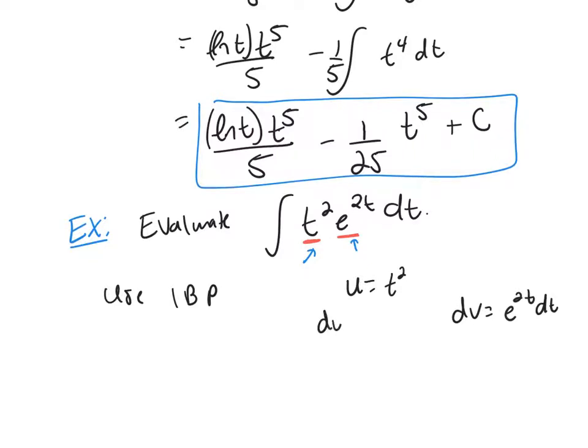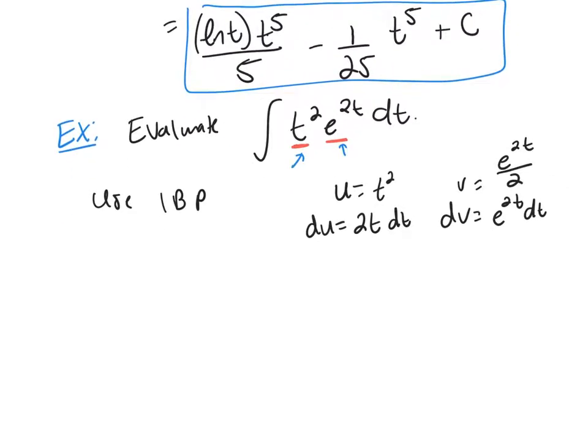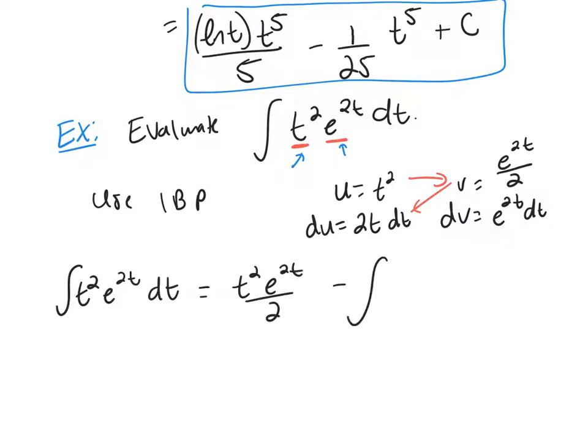So we're going to fill in the rest of our chart, take the derivative of t squared, take the integral of e to the 2t. You'd use a substitution to get that. And so the integral of t squared e to the 2t, again, you go across and diagonal. t squared e to the 2t over 2 minus the integral of t e to the 2t.